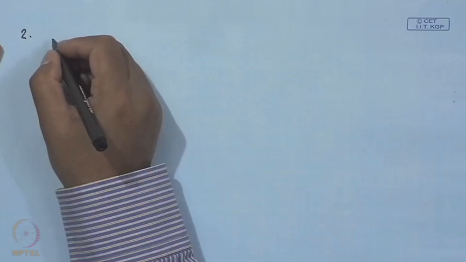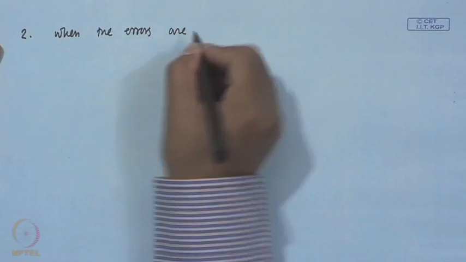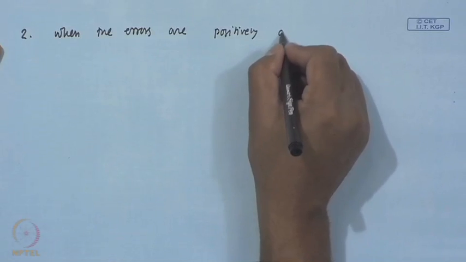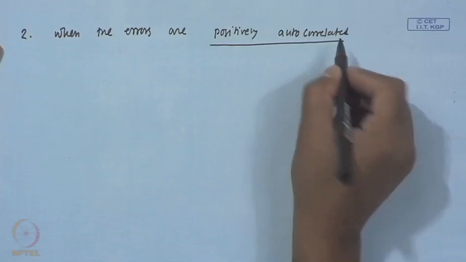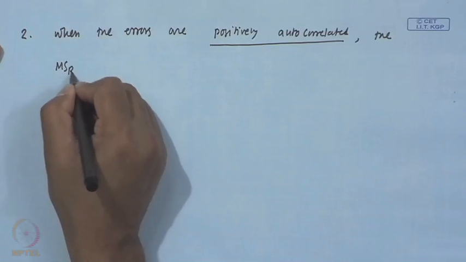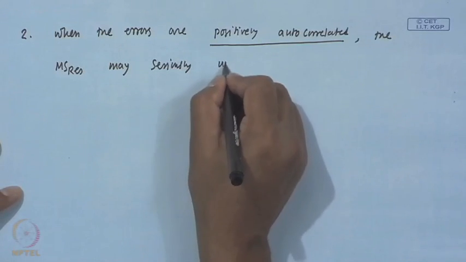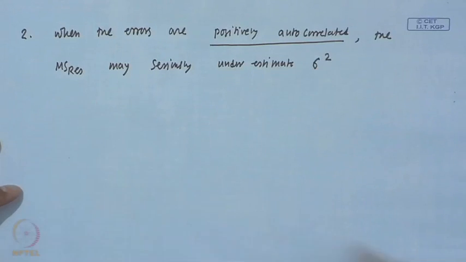Okay. The second effect is when the errors are positively autocorrelated. I'll say what I mean by this. Then the MS residual may seriously underestimate sigma square, because we know that MS residual is an unbiased estimator for sigma square.